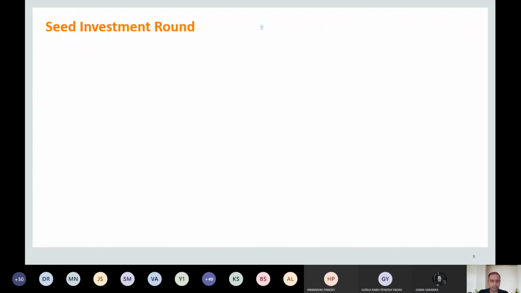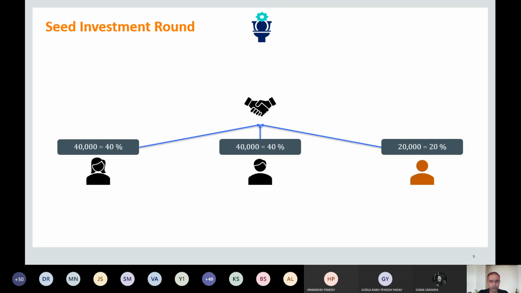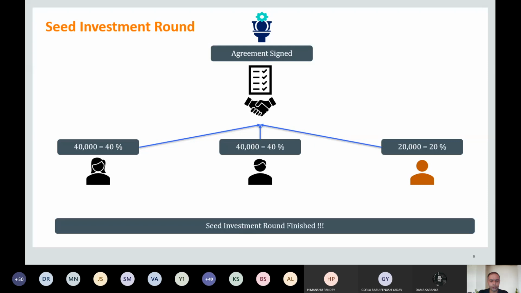Next, we are going for the seed investment. You are there, your partner is there, and your third party investor is there. All agreed: you are investing 40,000 rupees, he is investing 40,000 rupees, and the investor takes 20% for 50,000 rupees. So you all agreed to sign the document. You are signing the document, and the first round of initial investment is ready.